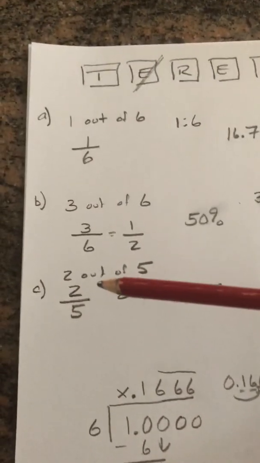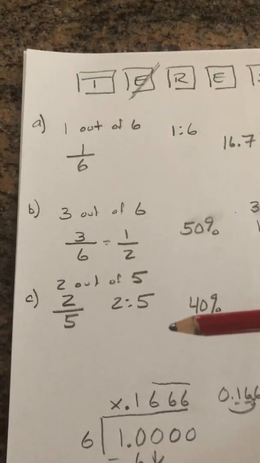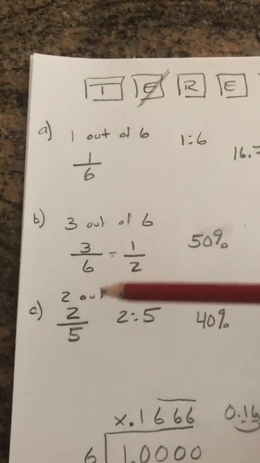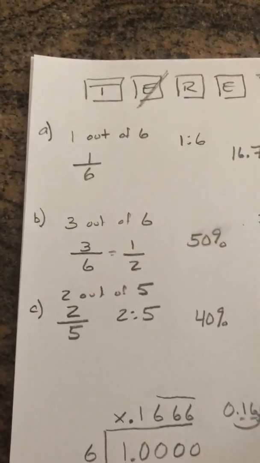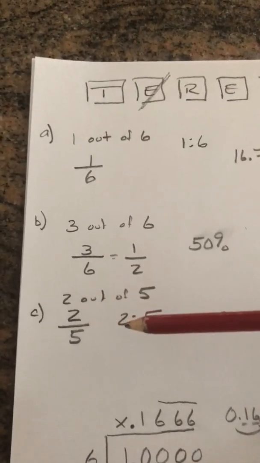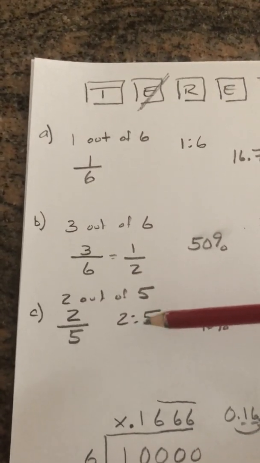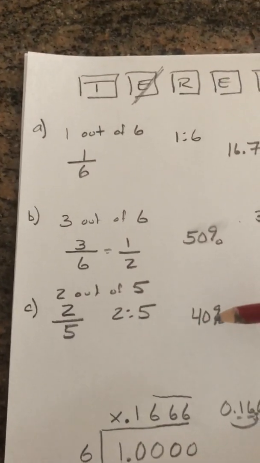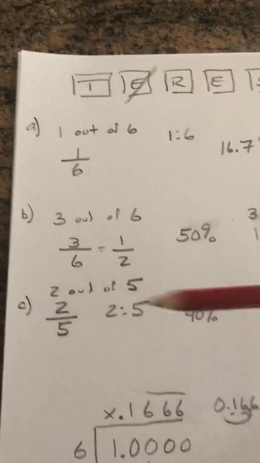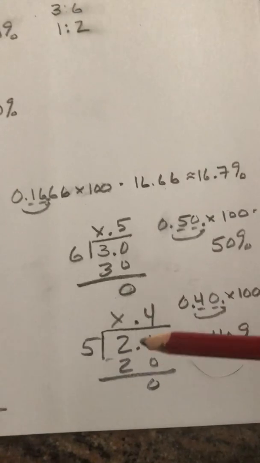So this ratio is going to change slightly. Why? Because now we don't have the same amount of tiles in the bag. So it's going to be a 2 out of 5 chance. Or we could write it as a fraction, 2/5, or as a ratio, 2 to 5. Now, again, in order to get this to be a percent, we'll have to divide 2 divided by 5. And I've done that down here. And again, this is another easy one to divide.